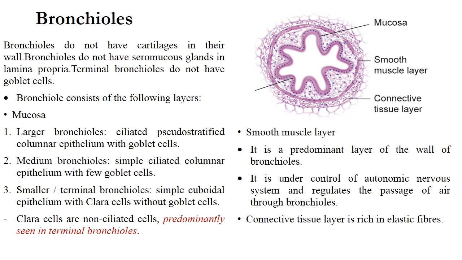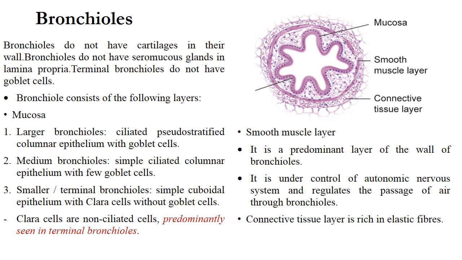When we see the bronchioles under the microscope, again we have the mucosa, and after that there is a layer of smooth muscle, and a connective tissue layer. So structurally the bronchioles do not have cartilage in their walls, they do not have seromucous glands in the lamina propria, and the terminal bronchioles do not have goblet cells. Instead of goblet cells, Clara cells are there in the terminal bronchiole.